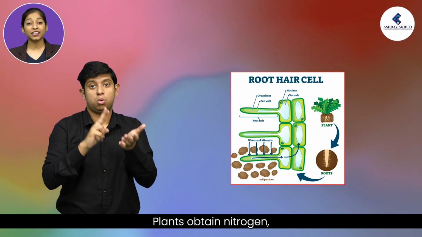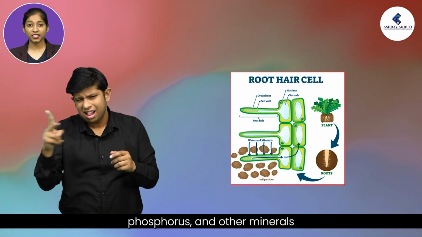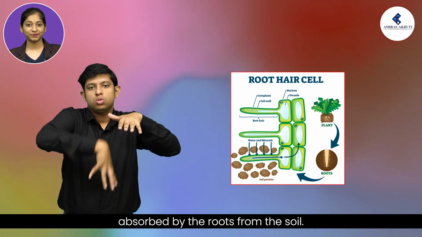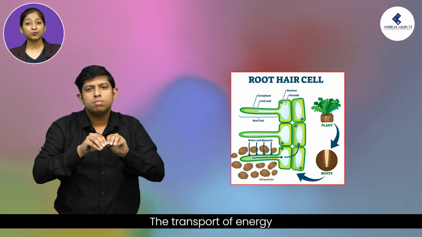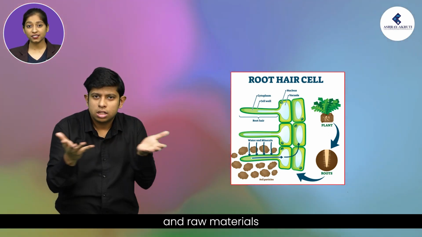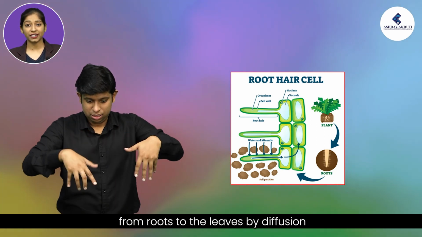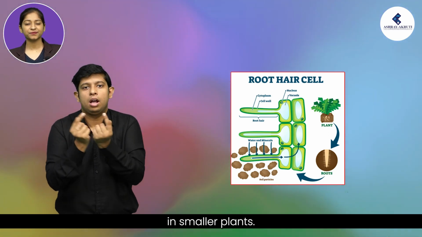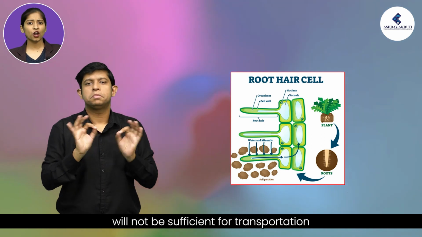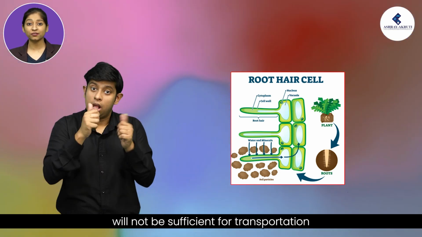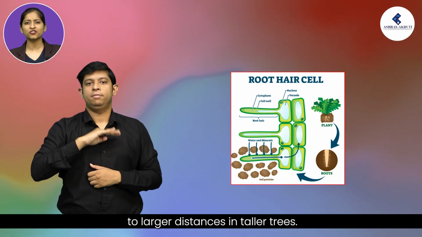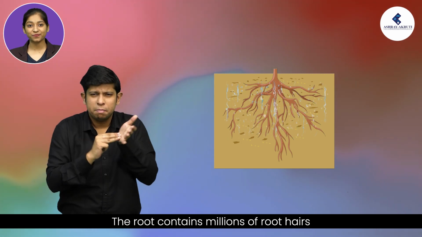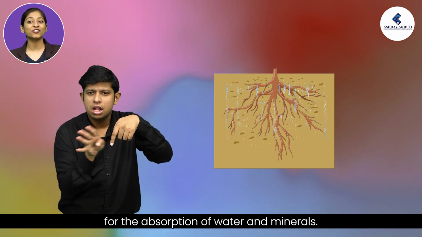Plants obtain nitrogen, phosphorus, and other minerals absorbed by the roots from the soil. The transport of energy and raw materials from roots to the leaves occurs by diffusion in smaller plants. Diffusion will not be sufficient for transportation over larger distances in taller trees. The root contains millions of root hairs for the absorption of water and minerals.